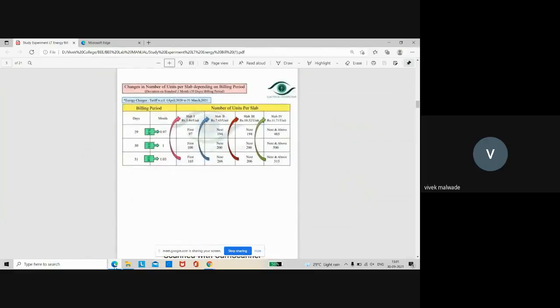Now you can see here changes in number of units per slab depending upon the billing period. Here the billing period is also very important. Okay, आपकी इलेक्ट्रिसिटी बिल पर लेफ्ट साइड के कोने में वहां पे आपका बिलिंग पीरियड होता है, बिलिंग मंथ. Okay, in that you can see three types: billing period can be of 29 days, second billing period can be of 30 days and billing period can be of 31 days. If a billing period is of 29 days, we consider per month as 30 days, so according to that 29 divided by 30 is 0.97.